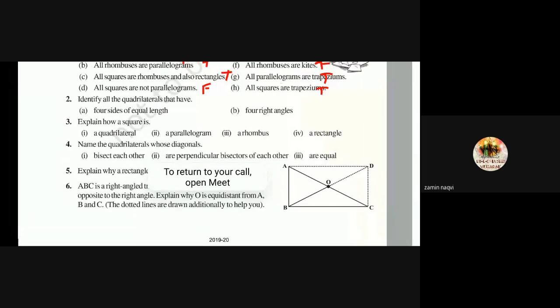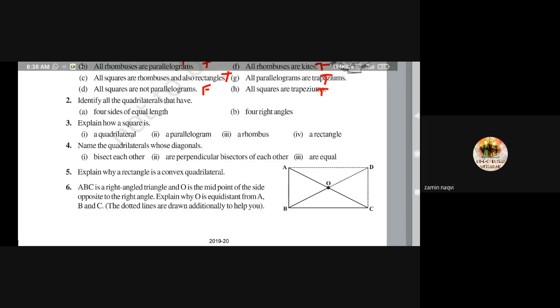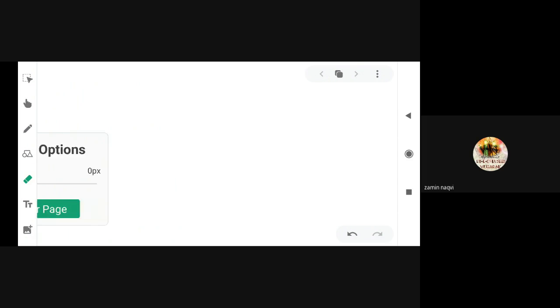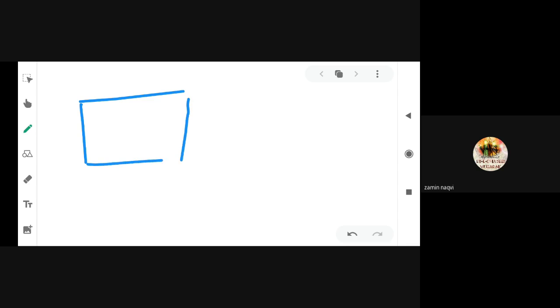Now see question number 5. Explain why a rectangle is a convex quadrilateral. First of all, identify the concept of convex and concave quadrilateral. I already explained that in a convex and concave quadrilateral, if the diagonals intersect each other, it is convex. And if the diagonals do not intersect, it is concave.